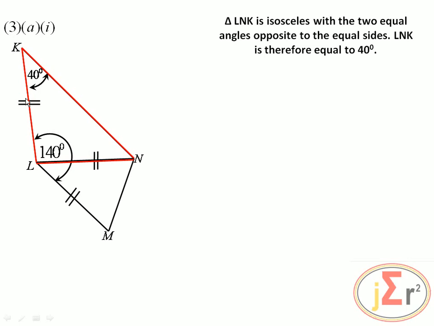So this angle that we have right here is opposite to this one. And this angle, which is LNK, is opposite to this one. So the two equal angles are opposite to the two equal sides. So we are sure that LNK is also equal to 40 degrees. Right, we just include it there in a small form in order that we may be able to recall it easily if it is required in the problem.